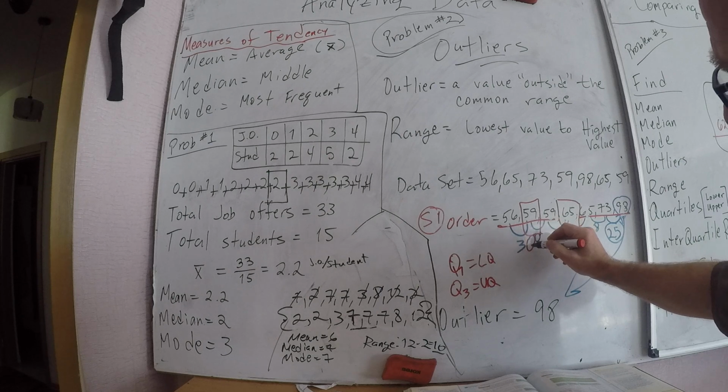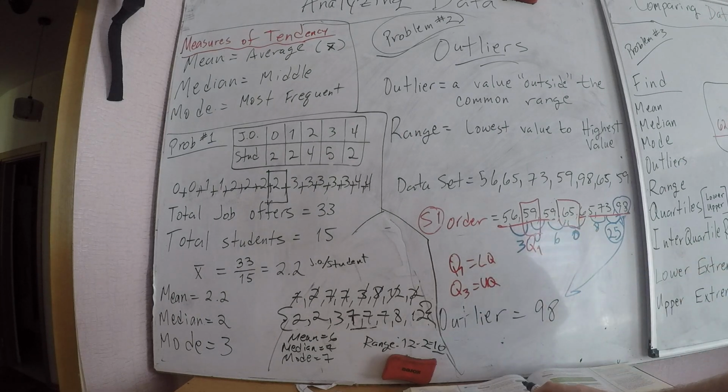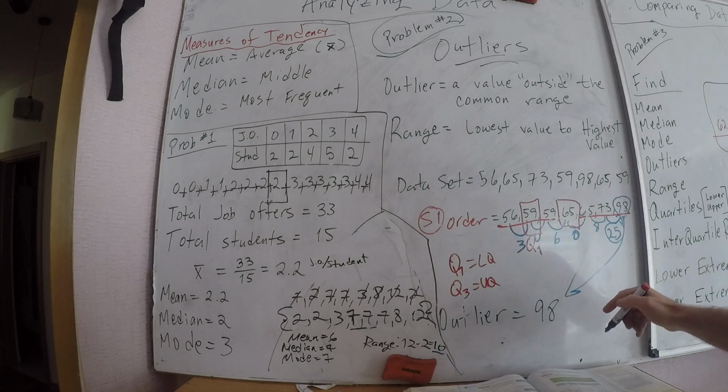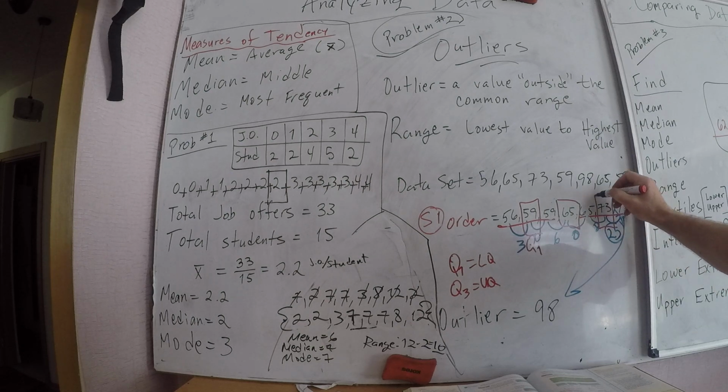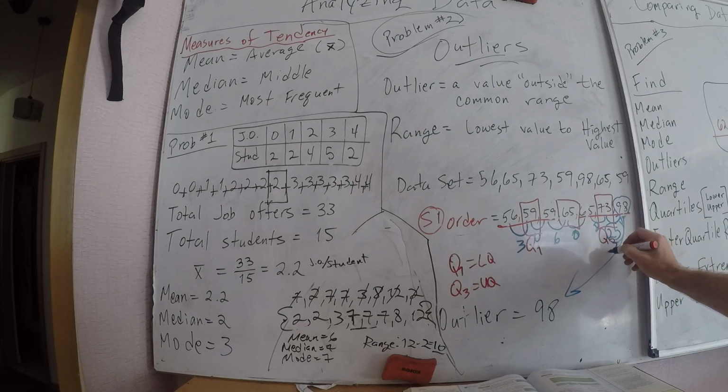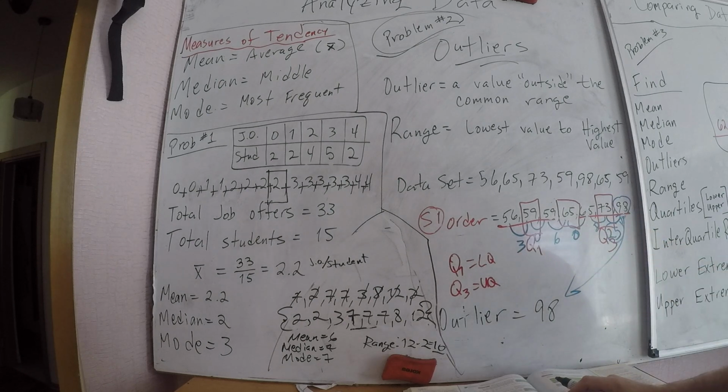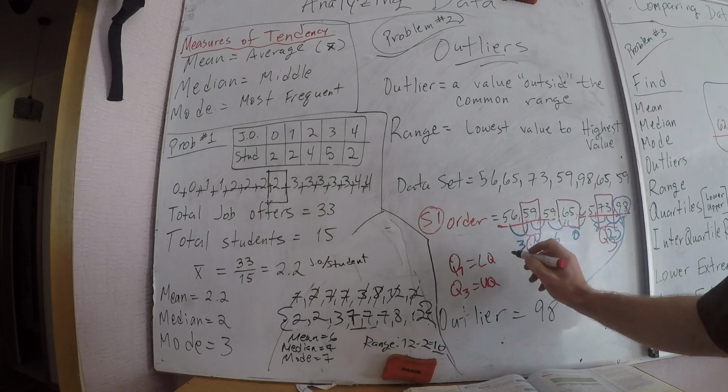So this would be Q1. That would be first quartile. Then you've got 65, 73, 98. Well, it's odd, you take the middle. So this guy would be Q3, our upper quartile.